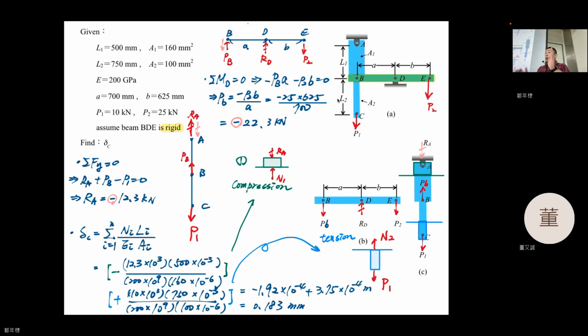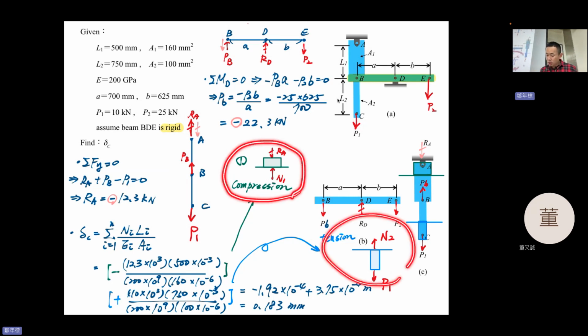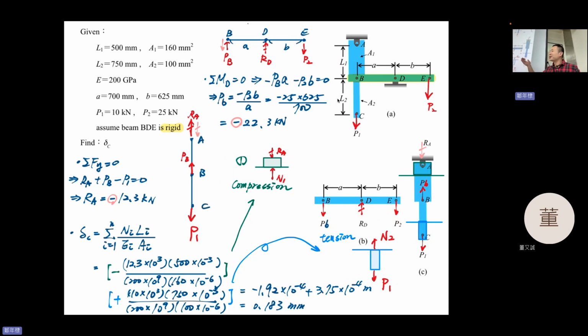Any questions? Another important part is that you need to see whether this is compression or tension. This is easy, but you need to understand it, because of the direction of RA. You know that this is correct. So N1 must be the counterpart of RA, so you can see this is compression. And P1, you also know that, so N2 is tensile.